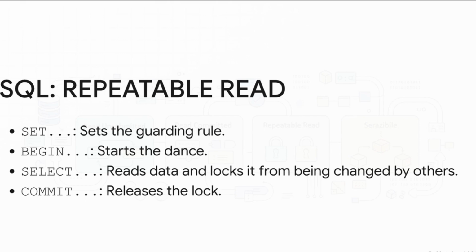It doesn't just read the data, it also places a temporary lock on the specific rows it just read. That lock means no other transaction can come in and change that data until our guardian is done and releases the lock. It's how the database enforces that repeatable read promise.